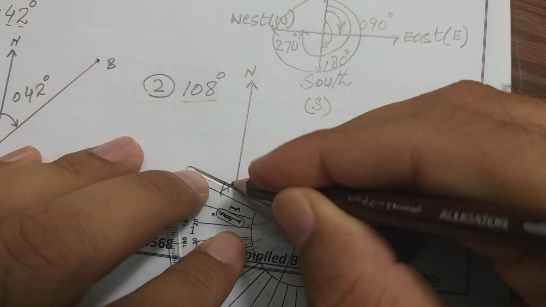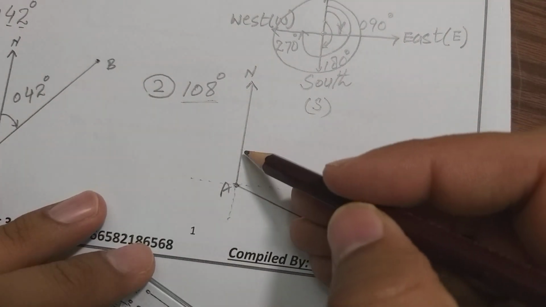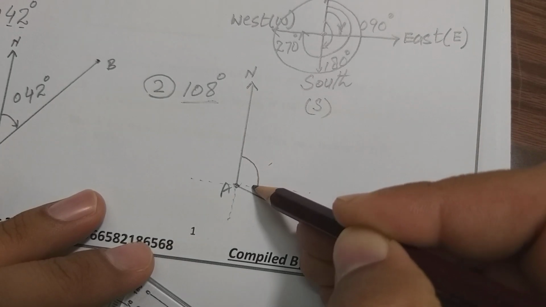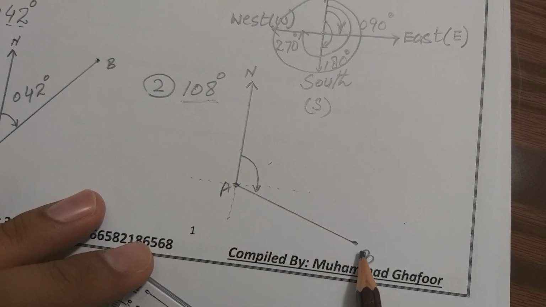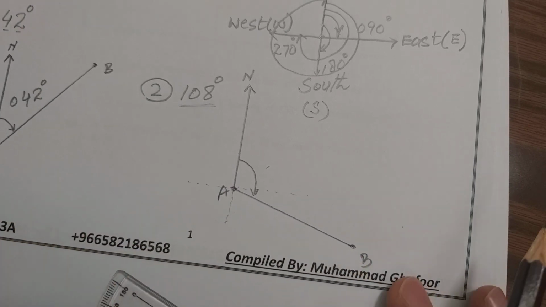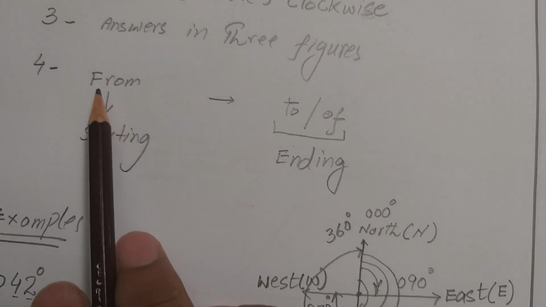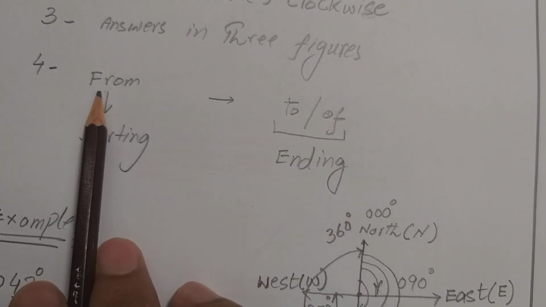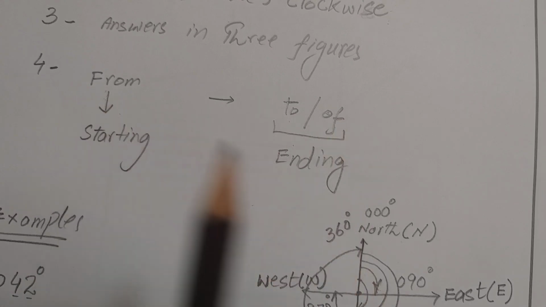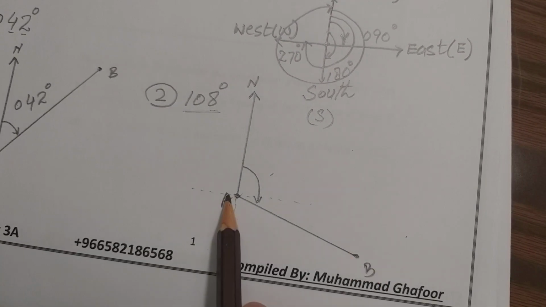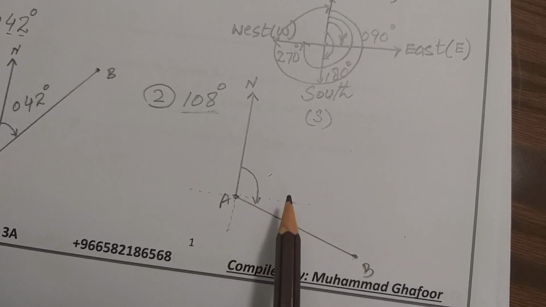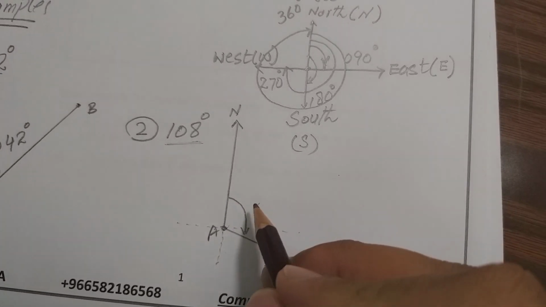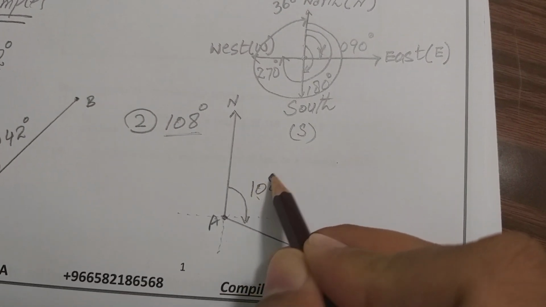A with B. So this is the point. It means start from anywhere. We can plot anywhere from here, and it hits the line from A to B. As at the beginning, we have from A to B. Find the direction of B from A, or we can say from A to B. So this is 108 degrees.